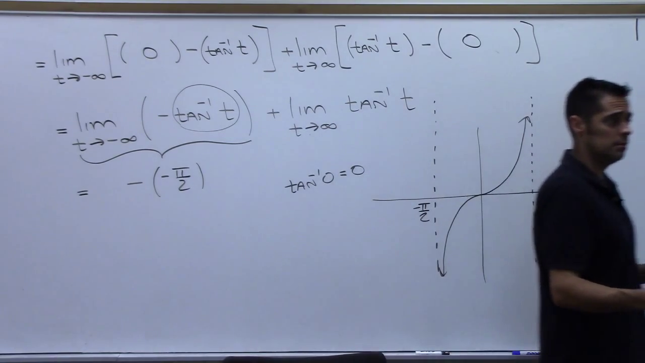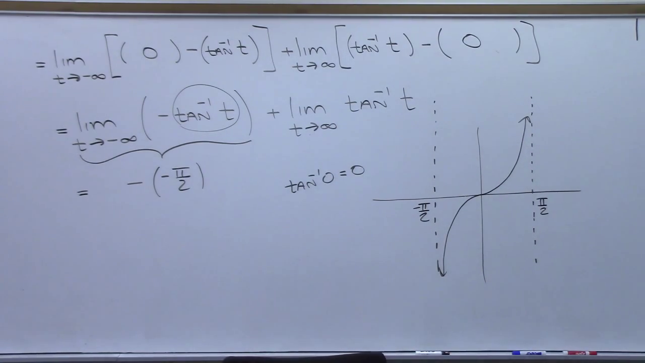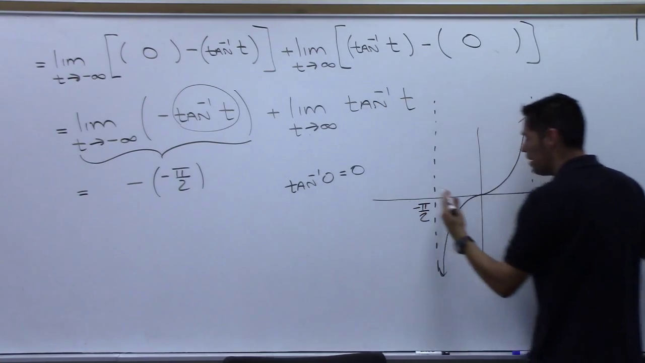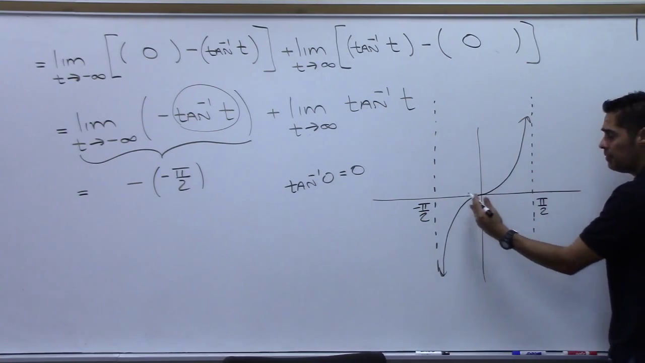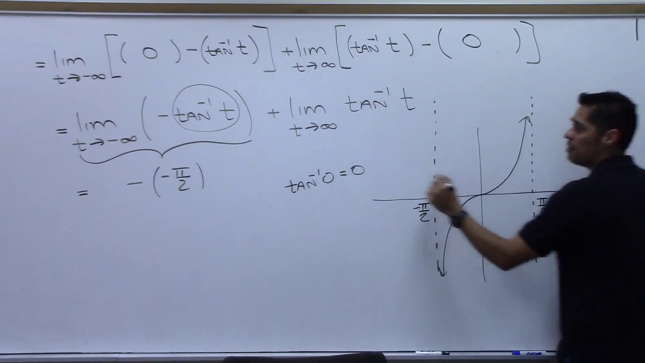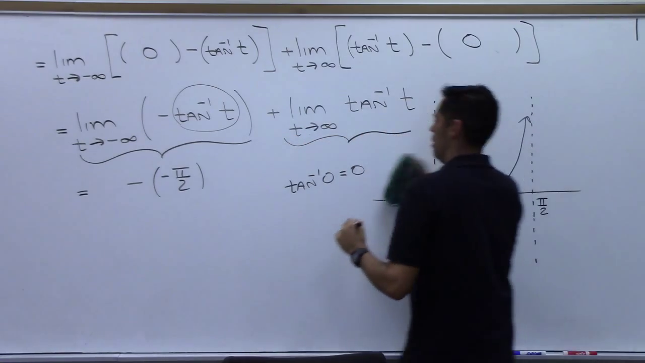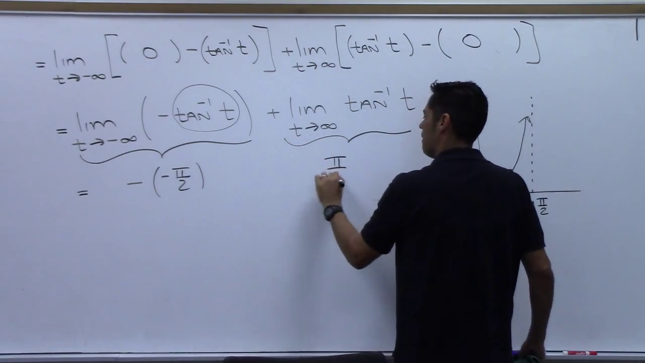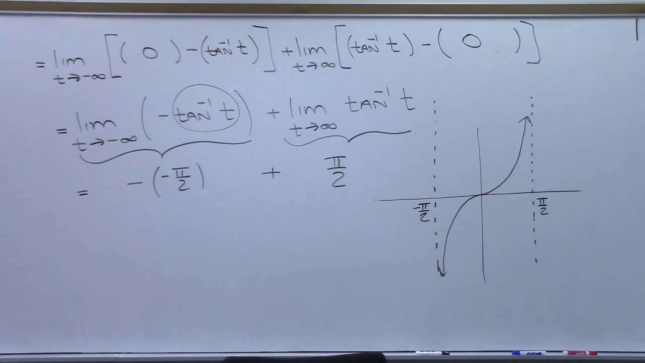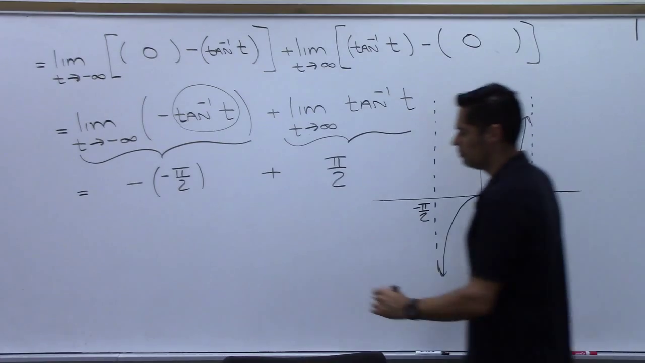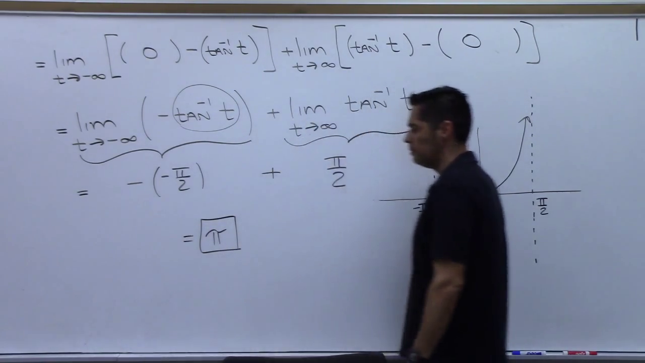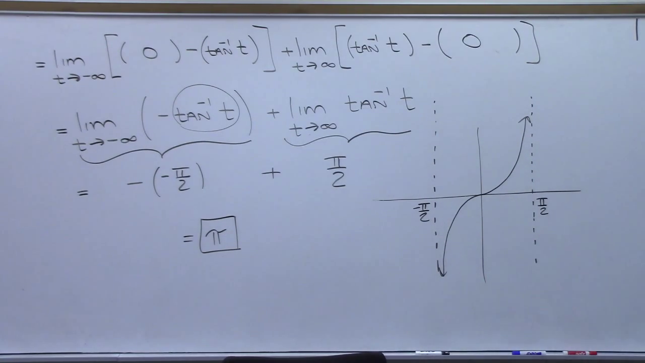You okay with that? What about this one? Arctangent of positive infinity. So you go over here and you look and you say, where do I get a positive infinity? Right here. Pi over 2, right? So this answer is pi over 2. Add the two together. Pi over 2 plus pi over 2 is pi. The answer is pi. You're converging to pi.